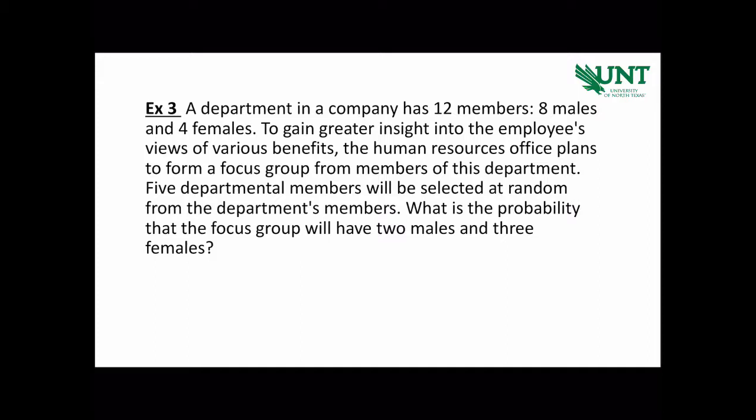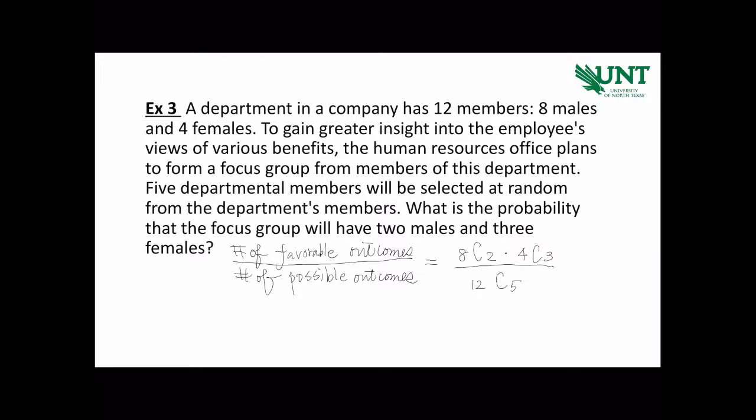Solutions. Notice that this question asks for probability. So remember, probability is given by number of favorable outcomes over number of possible outcomes. So since the order to select is not important, the number of favorable outcomes is 8 choose 2 times 4 choose 3. What is the number of possible outcomes? 12 choose 5. So after calculating either by hand or TI-83 calculator, you will get 14 over 99.